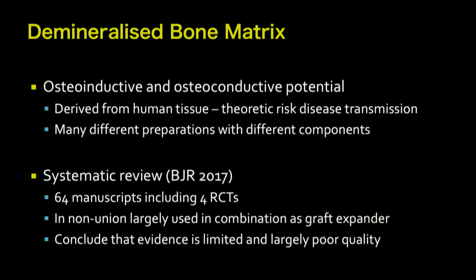Systematic review in 2017, 64 manuscripts, 4 randomized controlled trials. When they looked at the cases where it had been used in non-union, it had largely been used with other modalities. And this is a problem with the clinical research in these areas. People often use multimodal therapy and then you don't really know what's worked and what hasn't. The conclusion of the systematic review was that evidence was limited and these were largely of poor quality, and they couldn't offer advice on using it in non-union surgery.